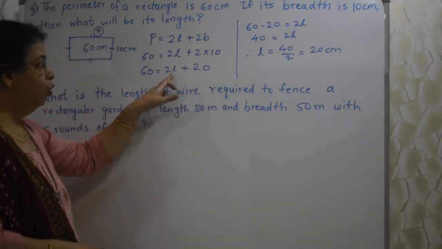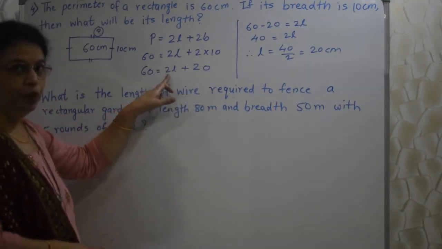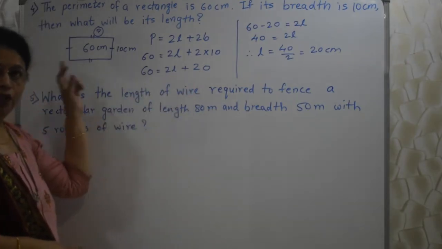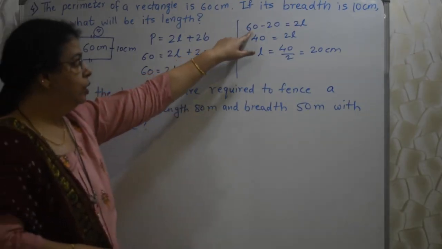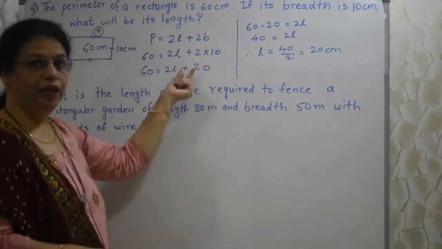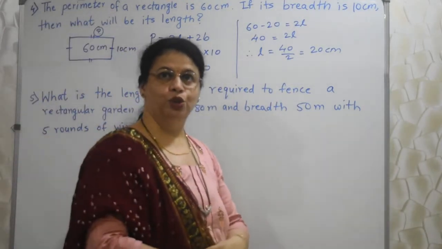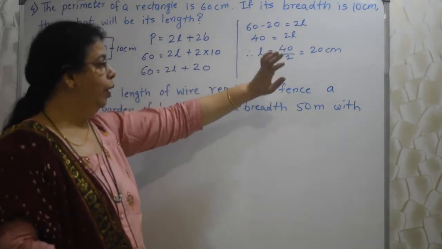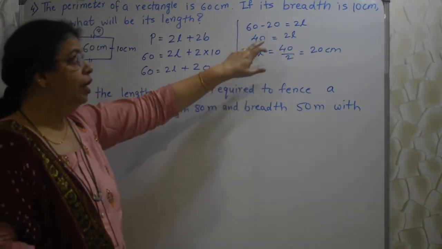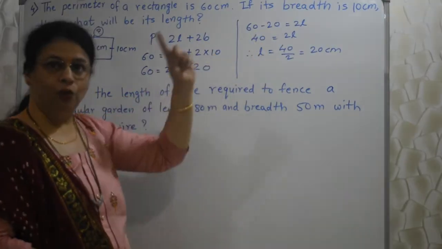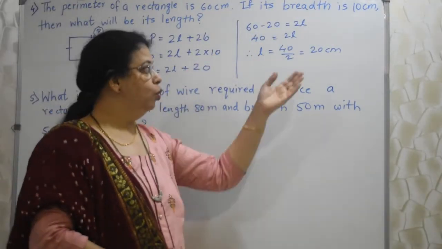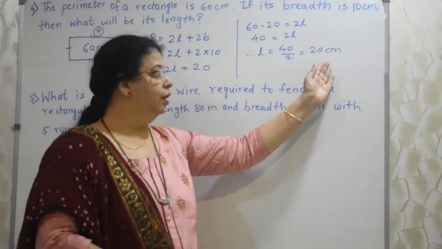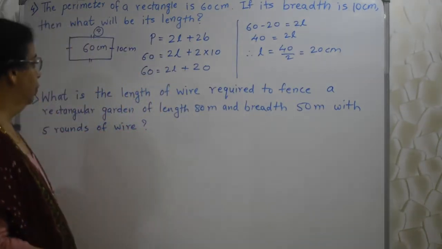Now we want to keep this on one side because we want to find out the value of L, right? So 20 I will shift to the other side. So 60 minus 20, this plus 20 will become minus 20 when it goes to the other side. So 40 is equal to 2L. So L will be, if 2 times L is 40, so 1 time L is 20. So we got the answer. Length of that particular rectangle is 20 centimeter.